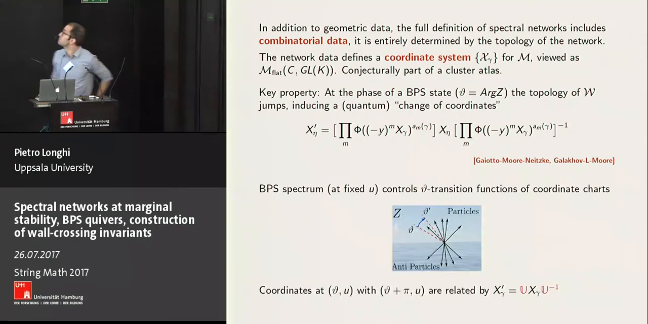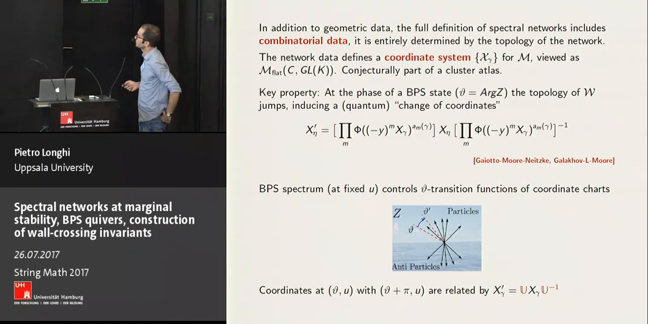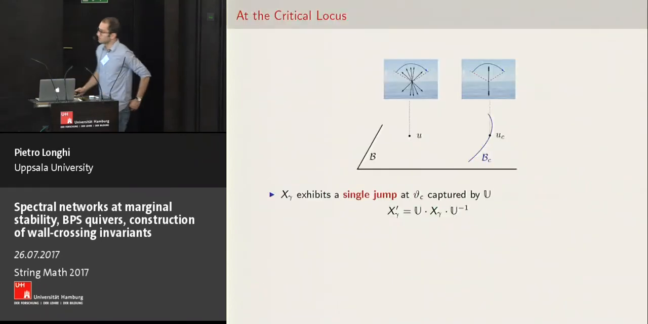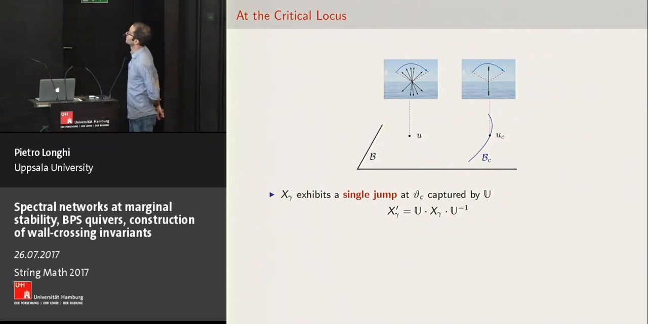Now, if we keep varying the phase of the spectral network across the phases of all BPS particles, then we collect all these changes of coordinates in an order which is dictated by the phase ordering of central charges. So by definition, if we compare the coordinates at theta and theta plus pi, we get an overall change of coordinates, which is precisely the BPS monodromy. And this observation is especially useful at the critical locus because now all BPS states have the same phase, so there is a single jump, and this jump is precisely given by the monodromy.